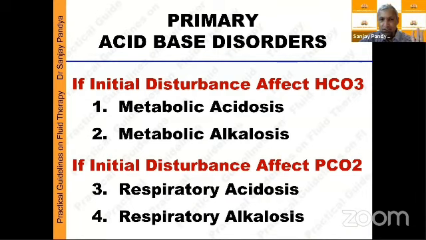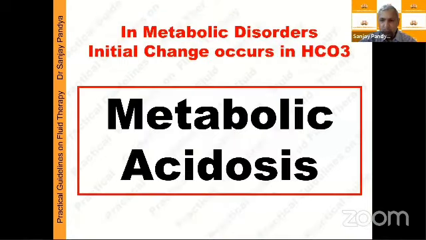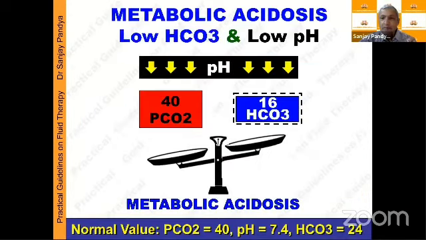Now, this is a balance. When bicarbonate is normal, 24, and PCO2 is normal, 40, then pH will be normal, and that is 7.40. Now, what happens in metabolic acidosis? In metabolic acidosis, the primary change occurs in bicarbonate. When bicarbonate reduces, the pH will also reduce, and that gives rise to metabolic acidosis. So the primary change in metabolic acidosis is reduction of bicarbonate with a resultant fall in pH.